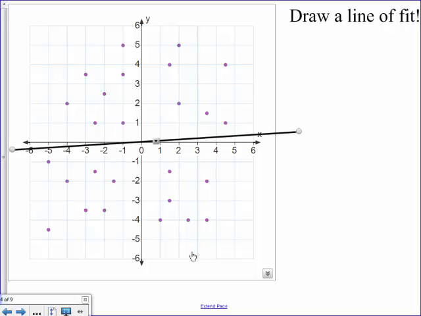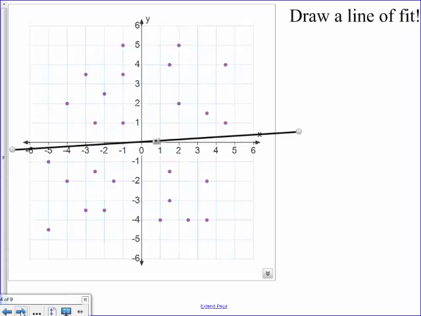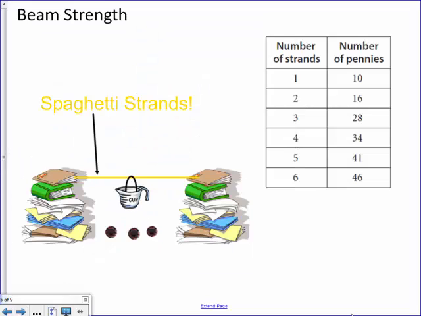So it's got to have some sort of general direction, like this last one. It had some general direction as it's increasing, for us to have a nice line of fit. All right, so let's use an actual example here.